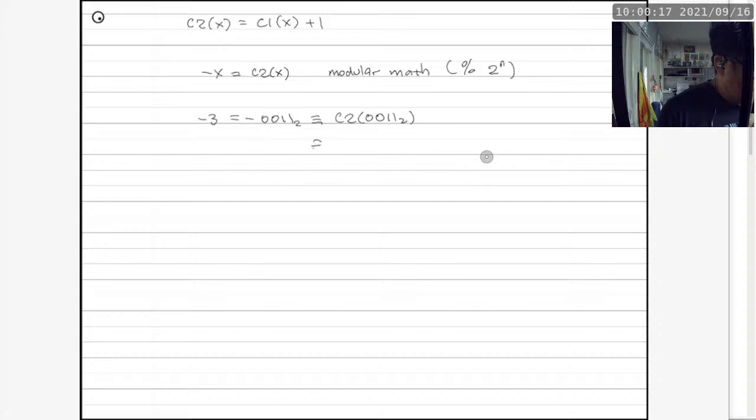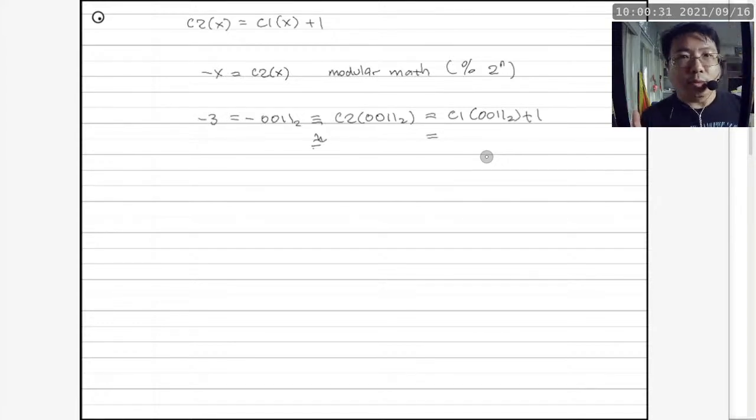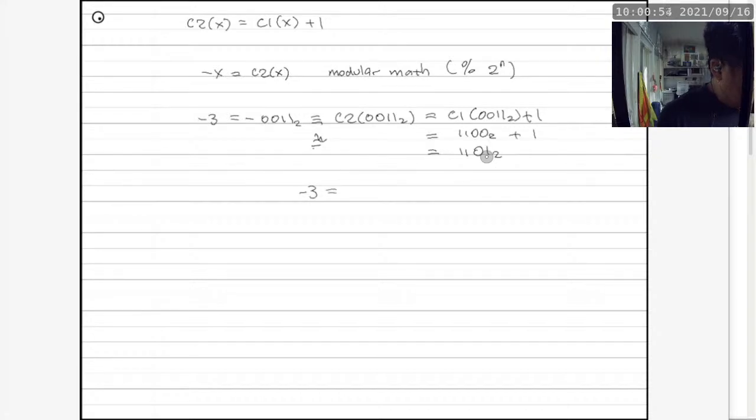And we know that, so this time it is a equal to C1 of 0, 0, 1, 1 in base 2 plus 1. Okay? And C1 is 1's complement, which is otherwise known as bitwise NOT. So bitwise NOT is just flipping all the zeros to ones and all the ones to zeros in place. So we have 1, 1, 0, 0 in base 2 plus 1, and that turns out to be just 1, 1, 0, 1 in base 2. So when you look at the entire chain, this is saying -3 as a value is congruent to 1, 1, 0, 1 in base 2.